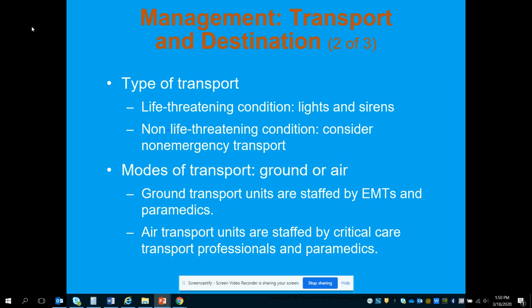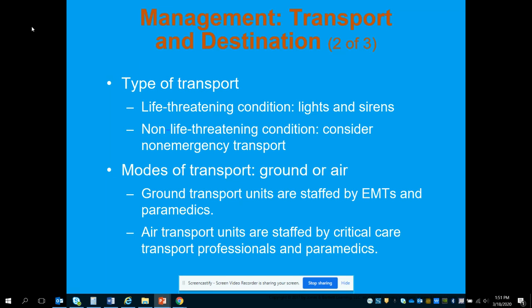If this is a non-life-threatening situation, which most of our transports will be, then we are going to provide non-emergency transport, so no lights and sirens. If it is a life-threatening condition, a few examples of medical life-threatening conditions where we would use lights and sirens would be someone who is actively having a stroke and someone who is actively having a heart attack. Those are really two examples of times when time is of the essence, time is tissue, and so we want to get there as quickly as possible.